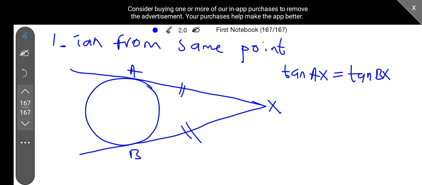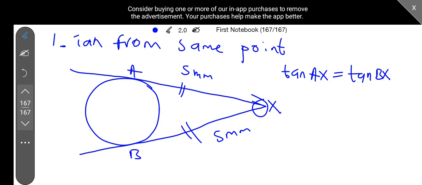Obviously. You don't have to know the proof behind this, but just know that tangent AX is equal to tangent BX. Why? Only because they are tangents and they are coming from the same point, which is point X. I hope it is clear. So if it is given in a diagram in an exam or a test, and you see two tangents coming from the same point, then you can conclude that the two tangents are equal. Meaning that if this one is 5 millimeters, we can say that even this one is 5 millimeters.